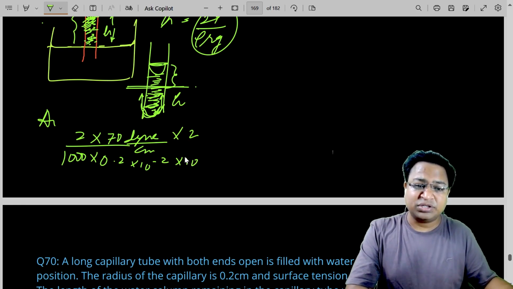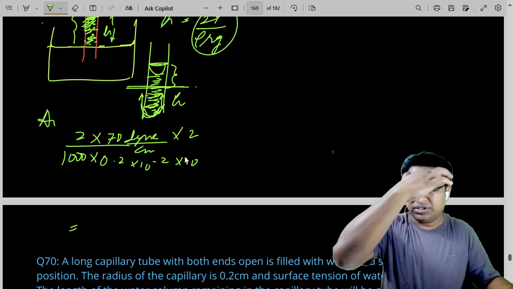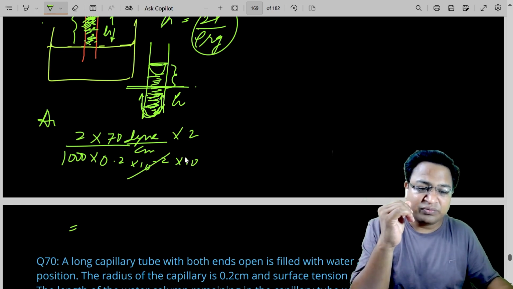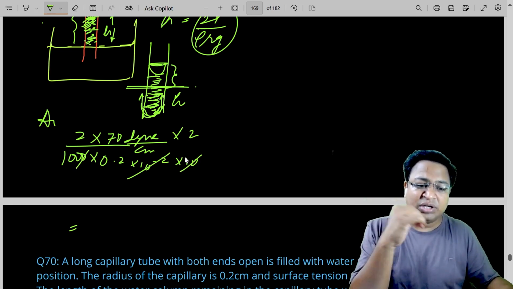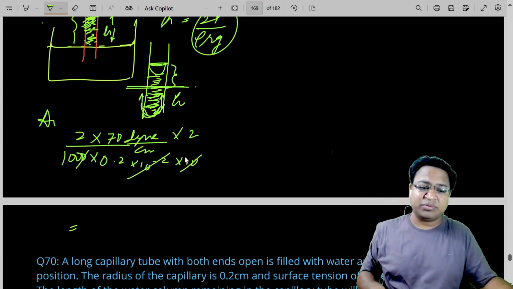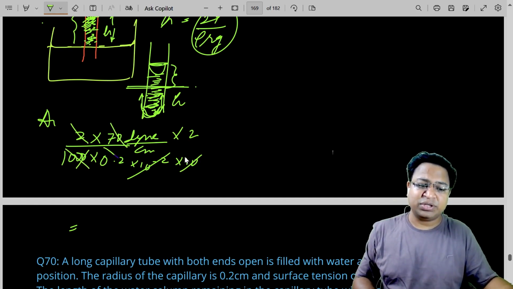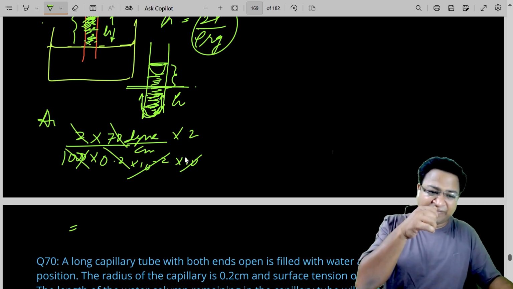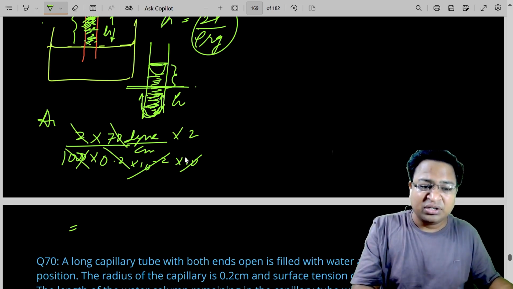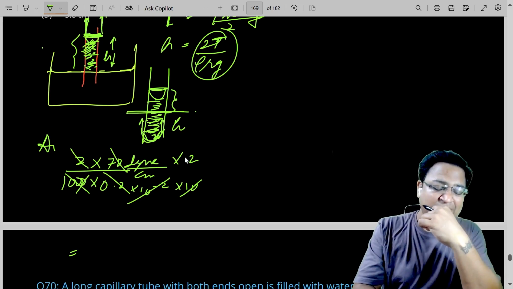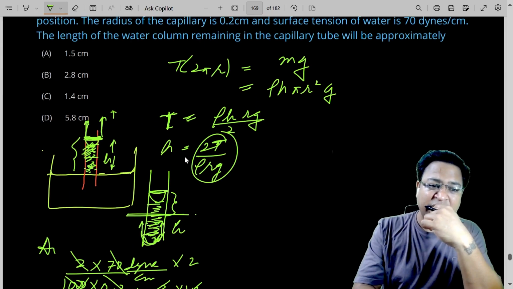So we need to finish this calculation. So you can see here 10 raised to power minus 2 with this 10 and with 10, it gets cancelled. So 0.2 into 100 becomes 20. Or 2 into 10 goes with 20. Okay. So now we are left with only 14 dyne. So we are left with 14.